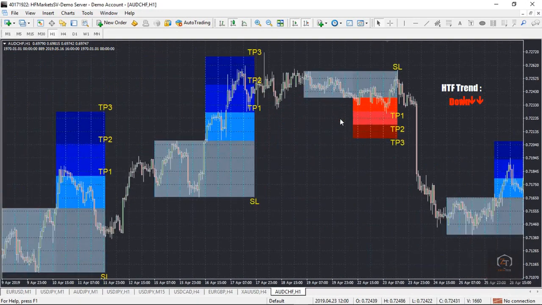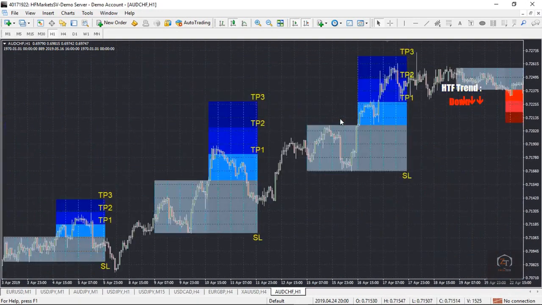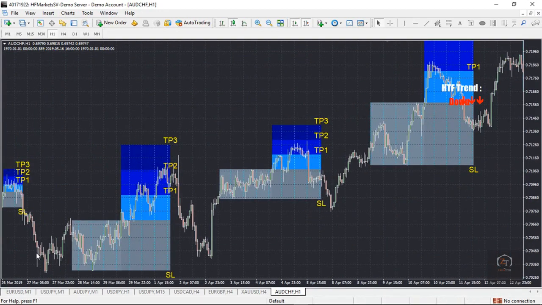Now let's look at this. Let me go back and look at this very well. Now when you watch this indicator, I told you guys there's not much to talk about. It shows you your TP1, TP2, TP3, and how you place this.